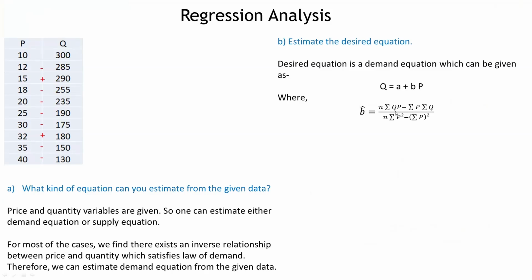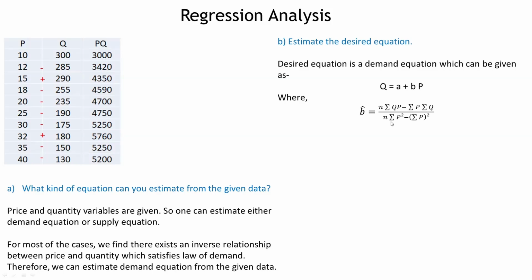Now we have to find out PQ. In the table, multiplying P by Q, we can get it. For example, for the first pair of data, PQ equals 300 multiplied by 10 equals 3000. Similarly, for the second pair of data, PQ equals 285 multiplied by 12 equals 3420. This way we can find out the other values of PQ. Summing up the values of P, we can get sum of P. Similarly, summing up the values of Q, we can get sum of Q.